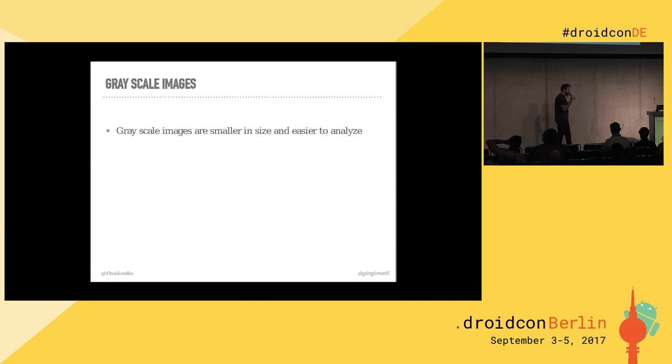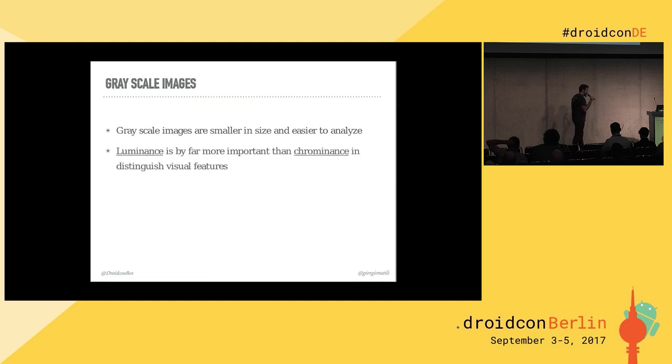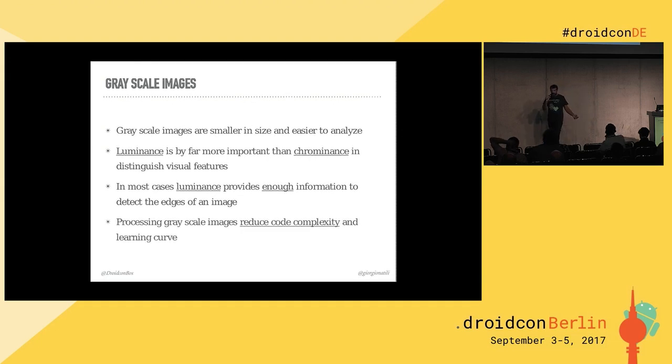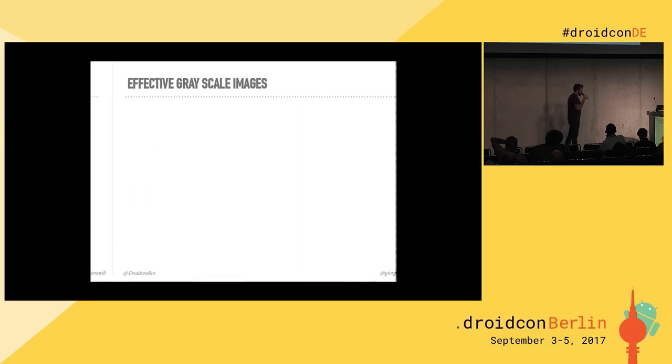A grayscale image is smaller in size, is easier to analyze, and contains all information about the luminance. Of course, we don't have any chrominance information, and this information is enough to detect the edge of an image. When you have to deal with a grayscale image, your code is also smaller, cleaner, easier to understand, and, as I said several times, much more performing.